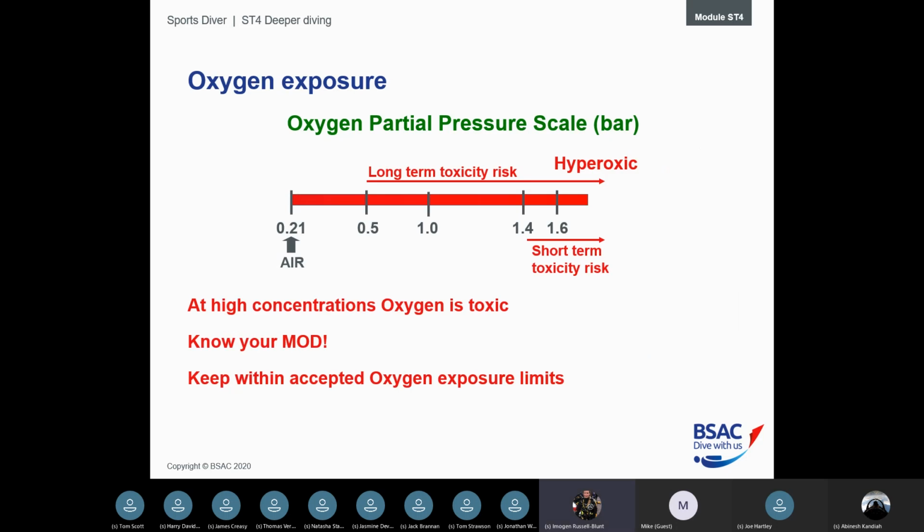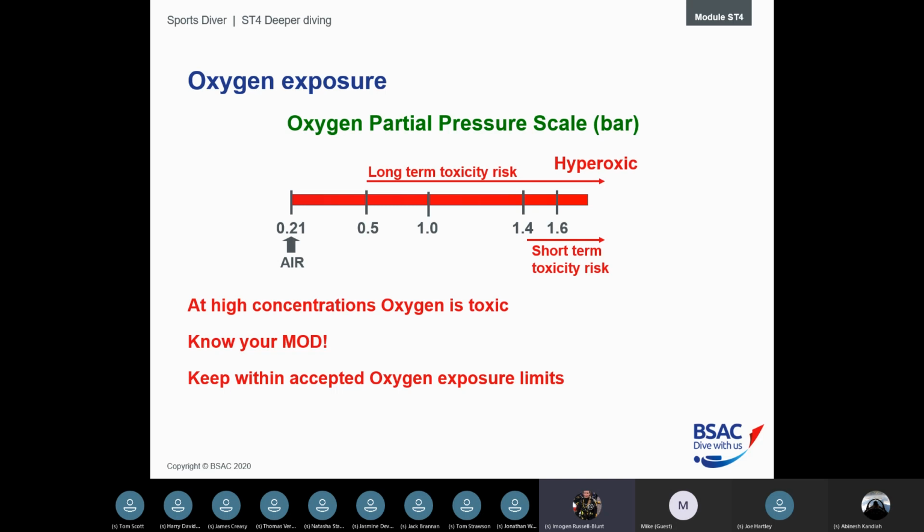So, oxygen exposure. We know that we breathe oxygen and it's what keeps us going. Your partial pressure scale here. So here we are on land, you sat at your desk or wherever you are, at 0.21 bar. That's the partial pressure of oxygen where you're sat right now.